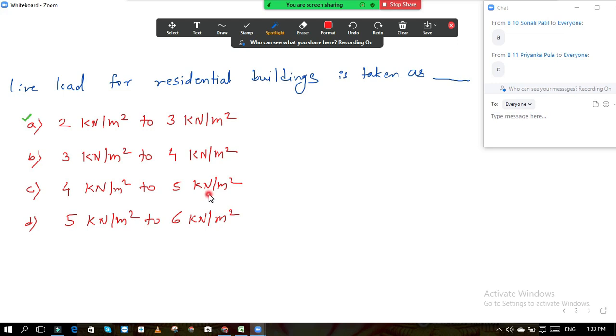And for residential building, if the single value is given, then it is always 2. Okay, but sometimes 2.5 is also taken for the residential building. So these are the answers which are given. Okay, so these are the MCQ points, that is the last point of this unit.